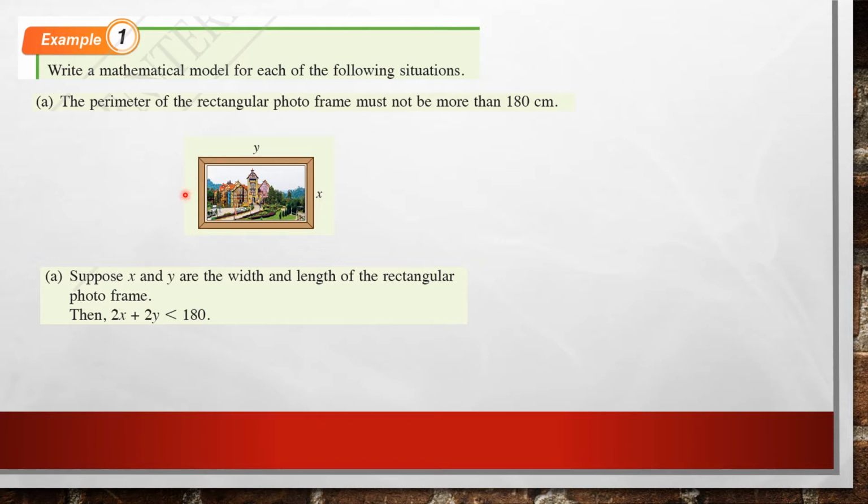Therefore, the perimeter: how to find the perimeter? This part is y, x, y, x. That means you have 2y and 2x. So we will get 2x plus 2y less than 180, because it cannot be more. Not be more means it should be less than 180.